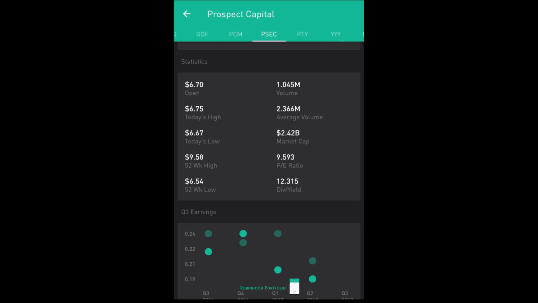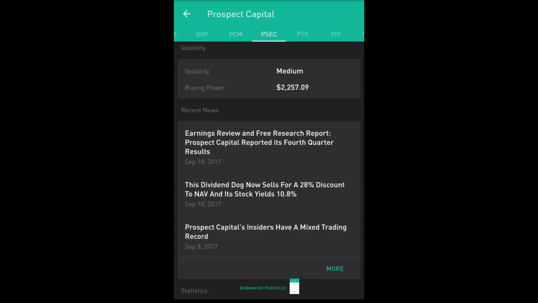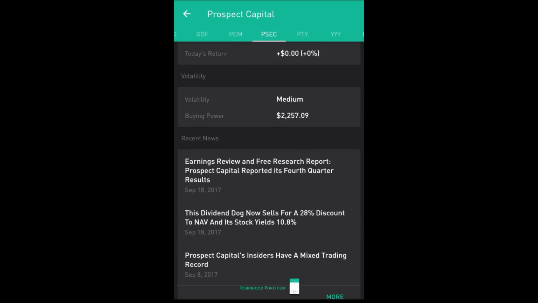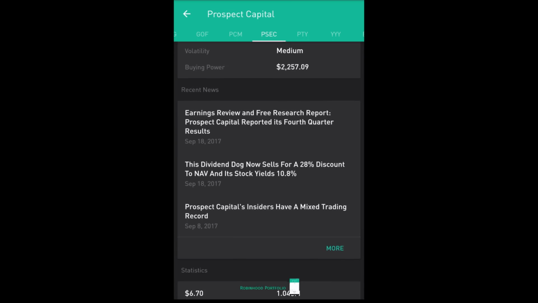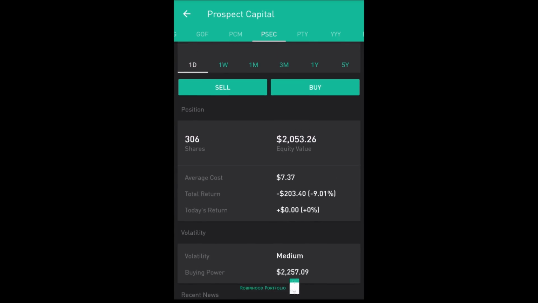You're taking a look at all the underlying companies, adding all of the assets up, and that number is the net asset value. And for this particular company, the net asset value is way higher than what the price of the stock is trading for. So you're essentially buying this at a discount. If we take a look at the middle here, there's a great article describing this. You can see this dividend dog now sells for a 28% discount to net asset value, with still a great dividend yield, 10.8%. The dividend was decreased by 6 cents.